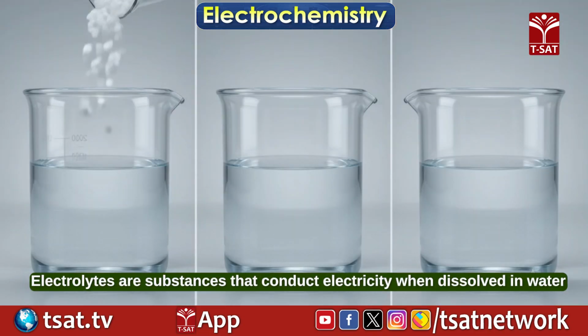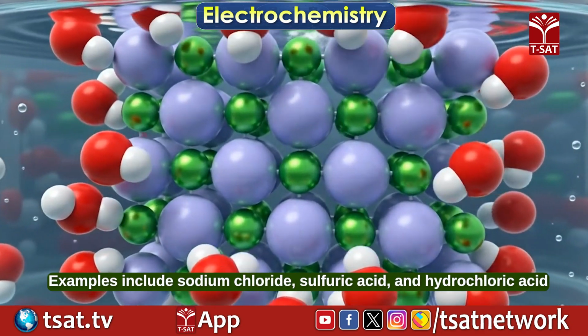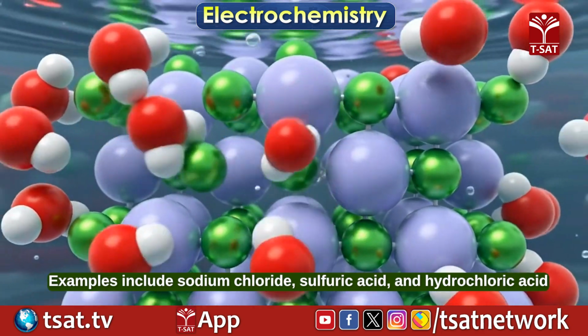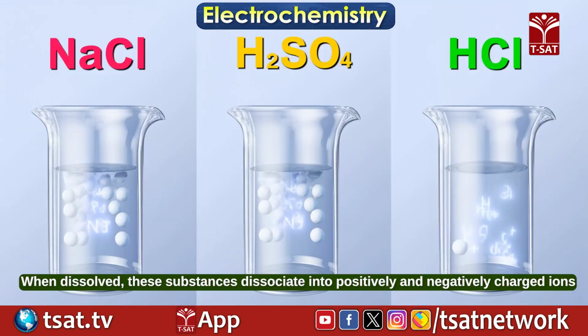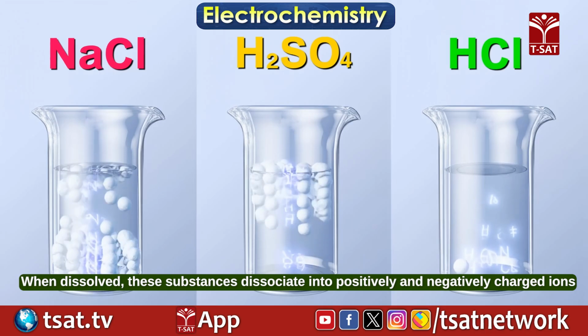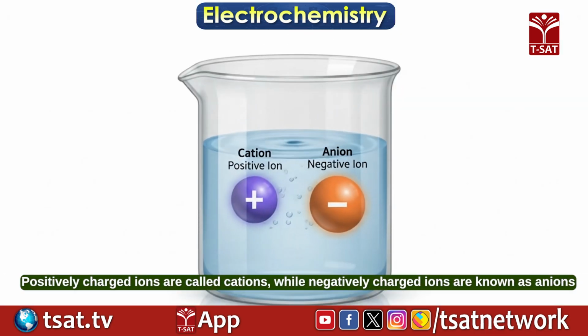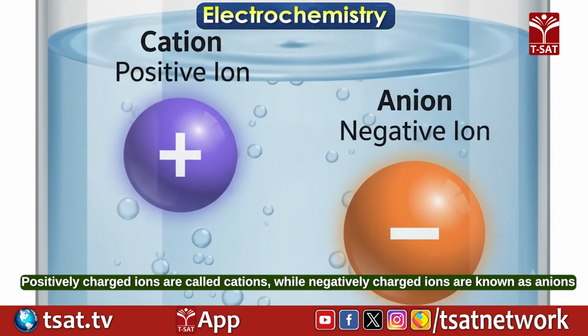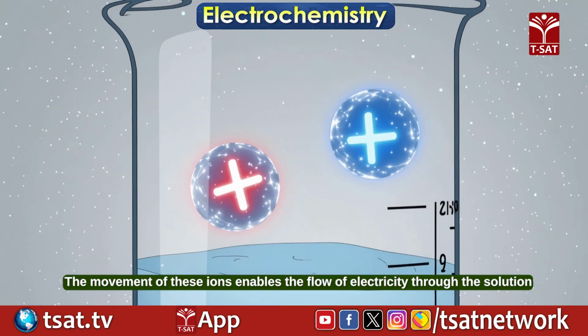Electrolytes are substances that conduct electricity when dissolved in water. Examples include sodium chloride, sulfuric acid, and hydrochloric acid. When dissolved, these substances dissociate into positively and negatively charged ions. Positively charged ions are called cations, while negatively charged ions are known as anions. The movement of these ions enables the flow of electricity through the solution.